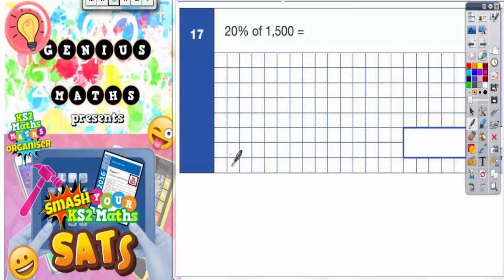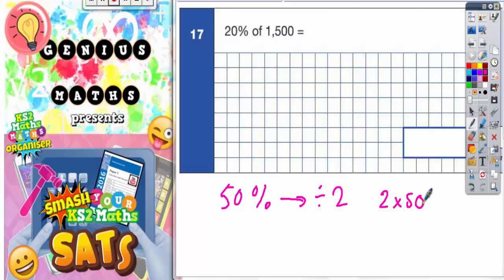Question 17, 20% of 1500. Well, let's just briefly talk about some percentages. If you're finding 50%, you need to divide by 2. And that's all because to get back to 100%, you need 2 lots of 50% to make 100%.